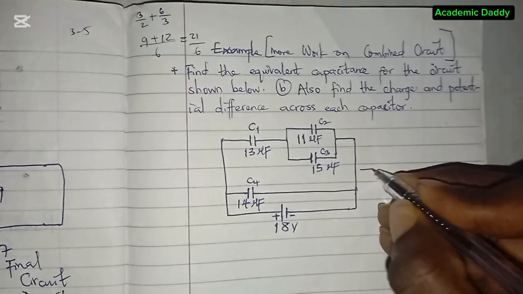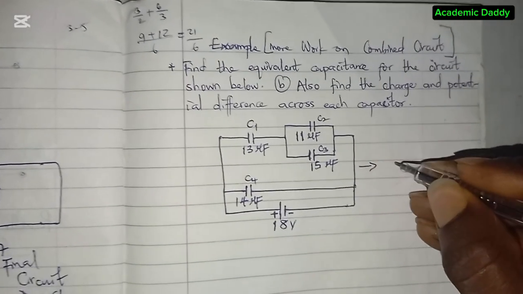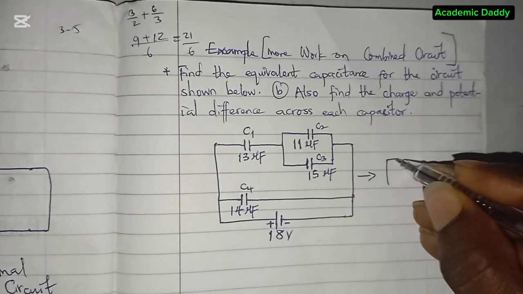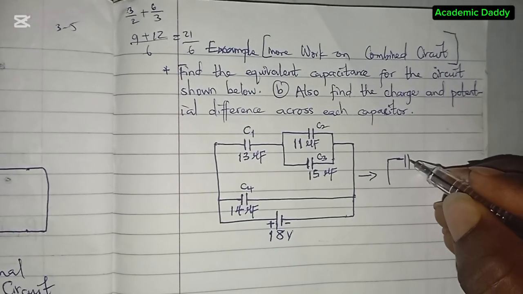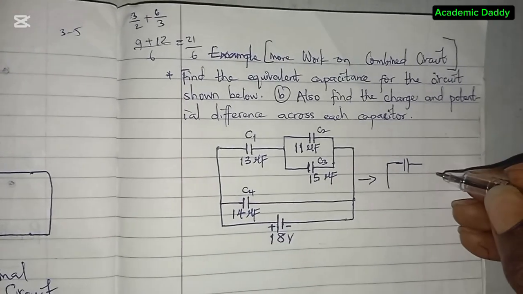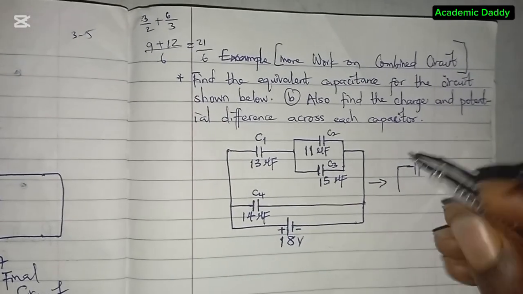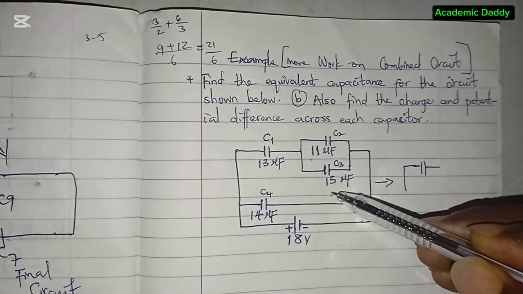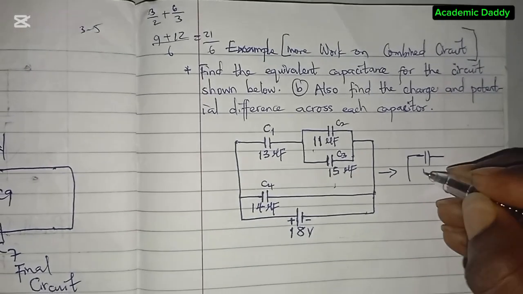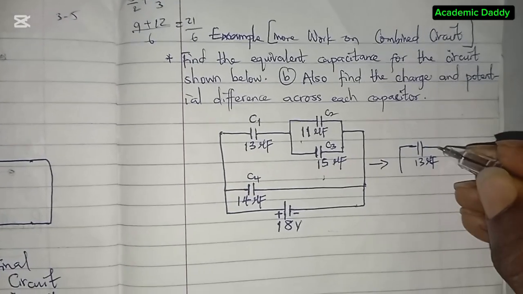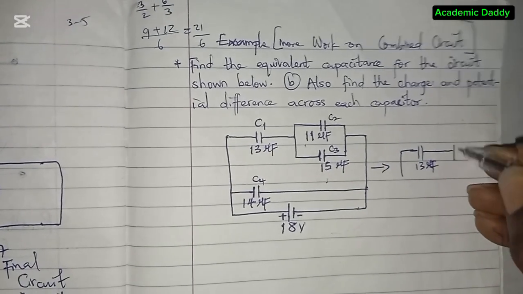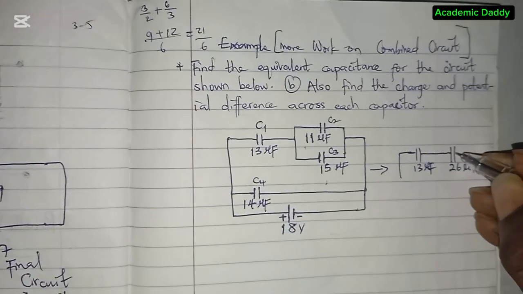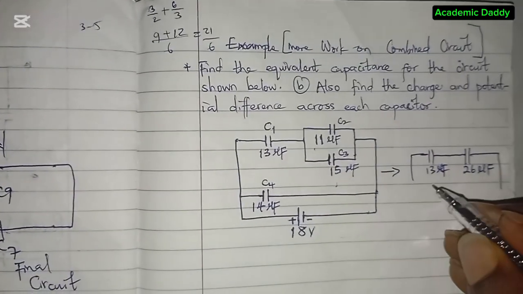So what this thing will be is simply taking this, redrawing it small. It becomes the same thing as having it this way. And I know that capacitances in parallel are added up. So I have 11 and 15. That is 26 microfarad. Please, I'm not converting to farad, so I have 26 microfarad. This is how I want you to be thinking of this whenever you see it.